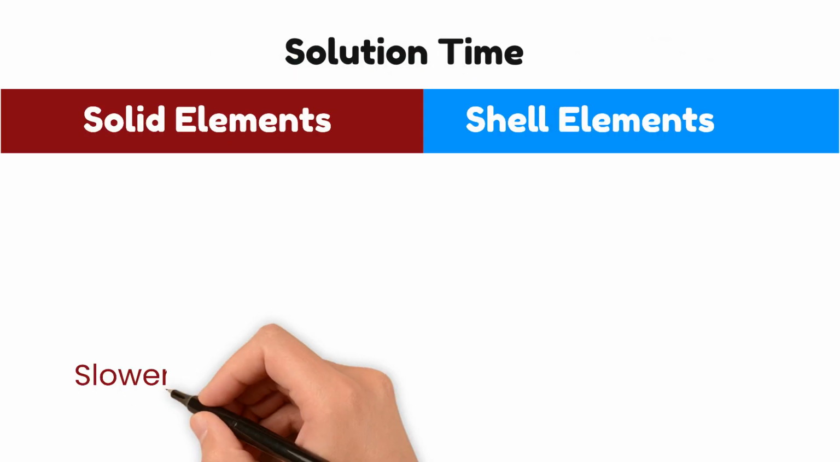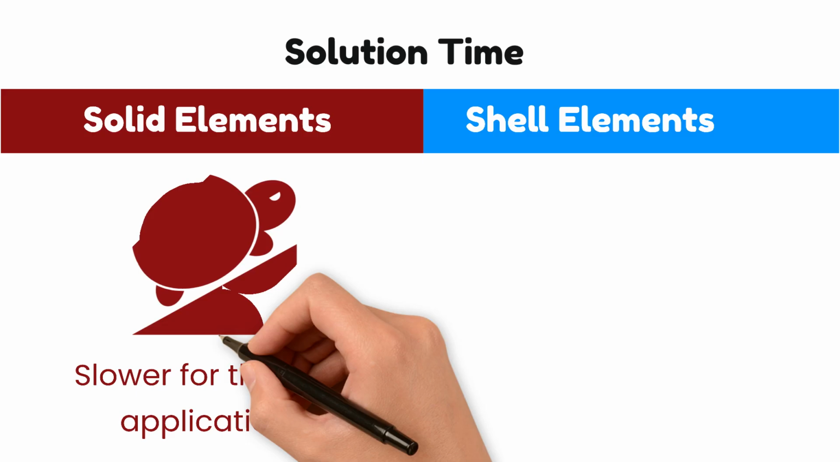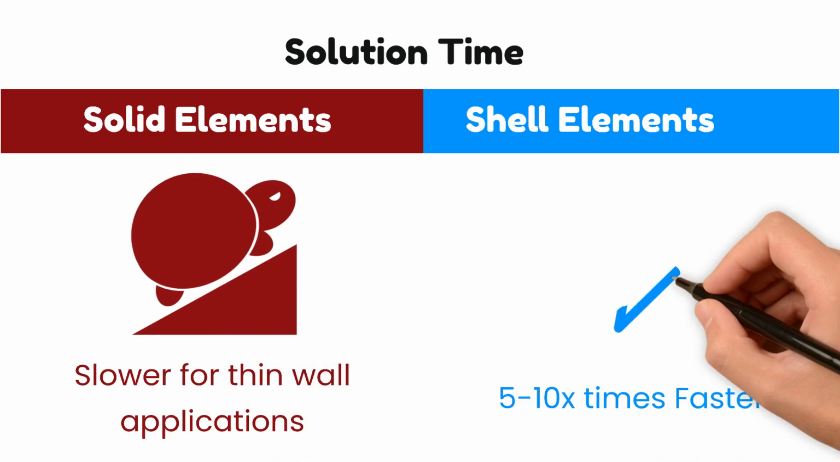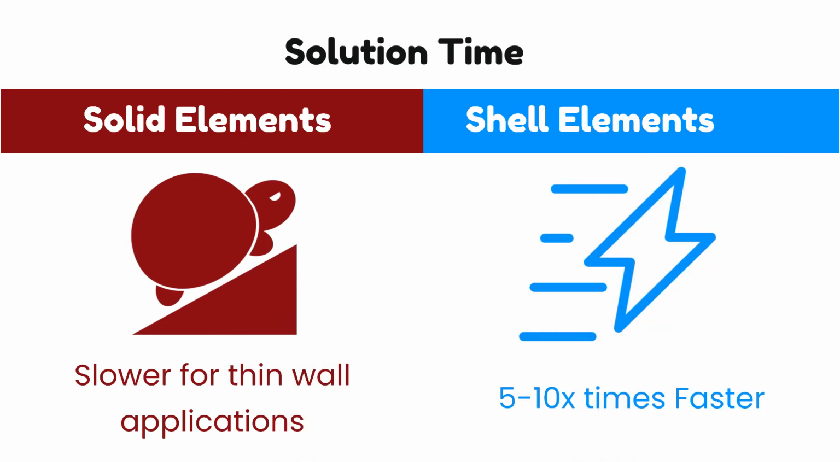Now, let's talk about solution time and how long it actually takes to run your model. Solid elements are slower, especially for thin wall parts. They need several layers of elements through the thickness, which adds a lot of nodes and equations for the solver to process. But the real slowdown comes from the time step. In explicit or transient simulations, the solver chooses its time step based on the smallest element dimension, usually the element thickness. When elements are very thin, the dimension is tiny.